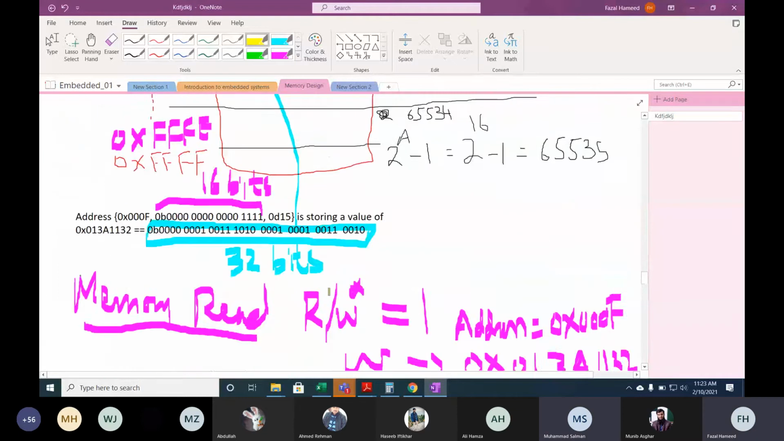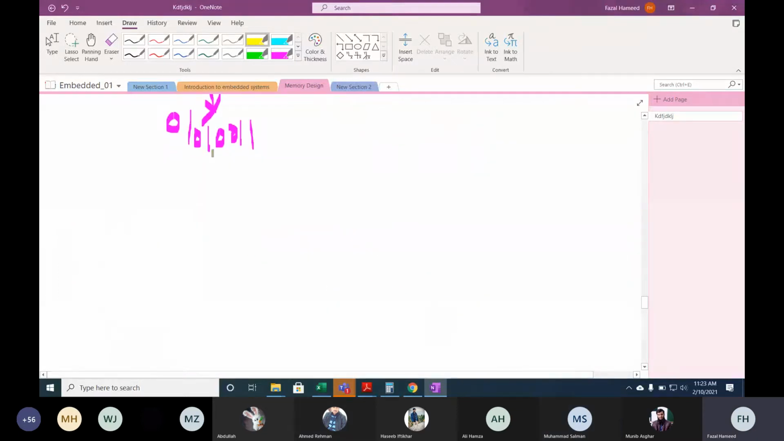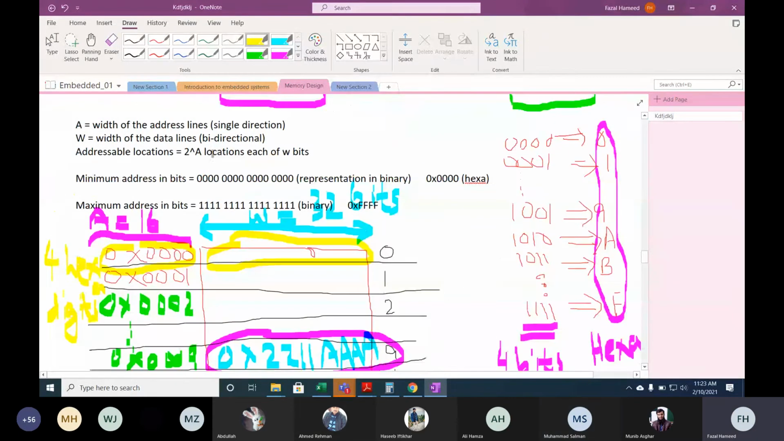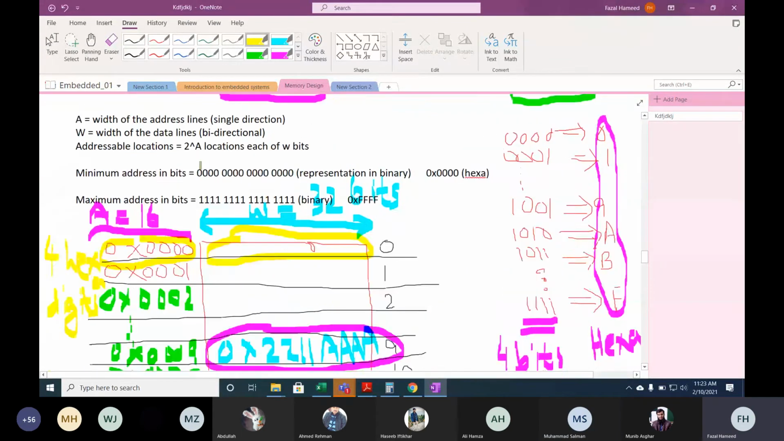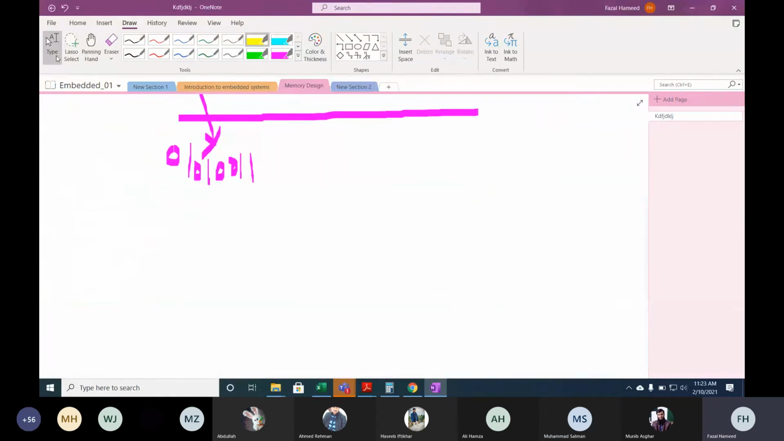Okay, now we proceed further. See, now if you look at this memory, what is the size of memory? The size of a memory is actually 2 raised to power a, cross w bits. What is a in this example? 16. What is w in this example? 32.